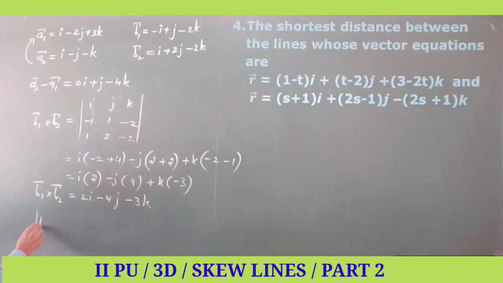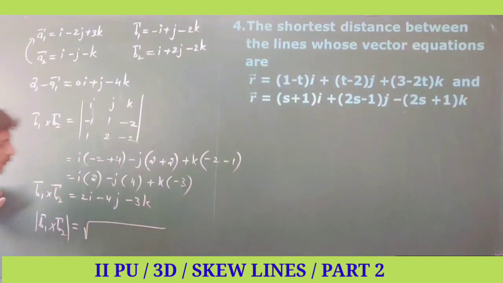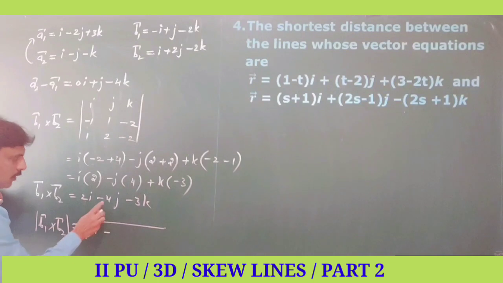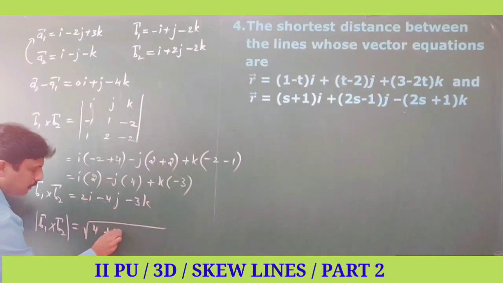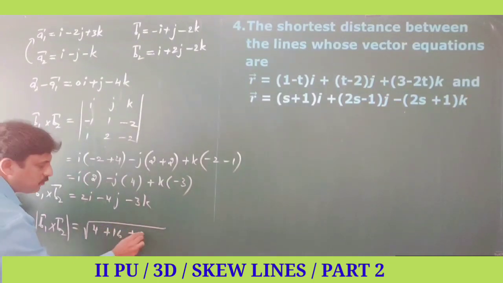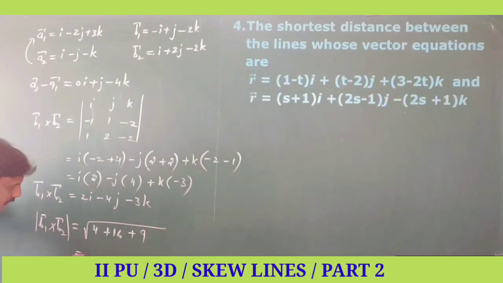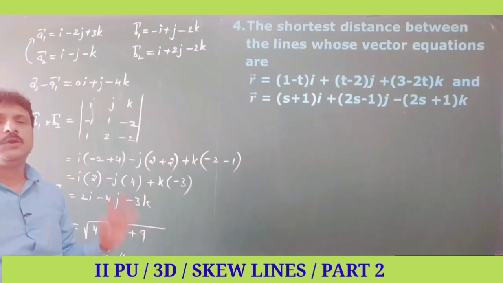Then we have to calculate the magnitude. The magnitude of b1 cross b2 equals root of 2 squared, 4, plus (minus 4) whole squared, 16, plus 3 squared, 9. Simplify: 4 plus 16 is 20, 20 plus 9 is 29, that is root 29. That is the magnitude of b1 cross b2.